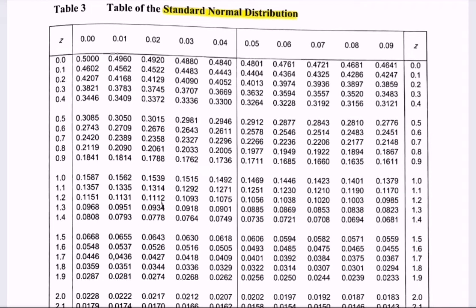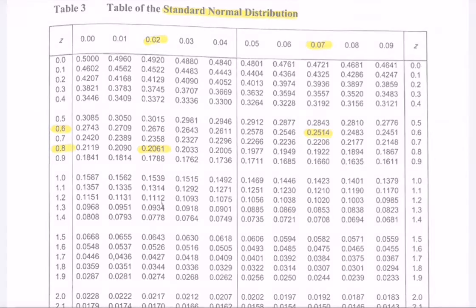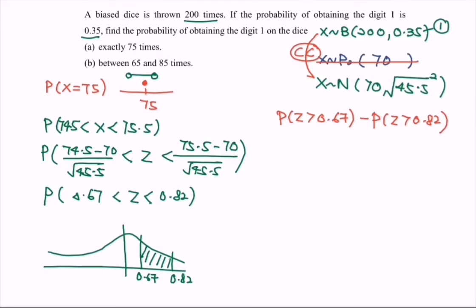But refer to the table. Number 1, for 0.67 we have 0.2514. Next, for 0.82 we have 0.2061. So the probability that Z greater than 0.67 is 0.2514 minus the probability that Z greater than 0.82, which is 0.2061. So the probability that X equals 75 is 0.0453.